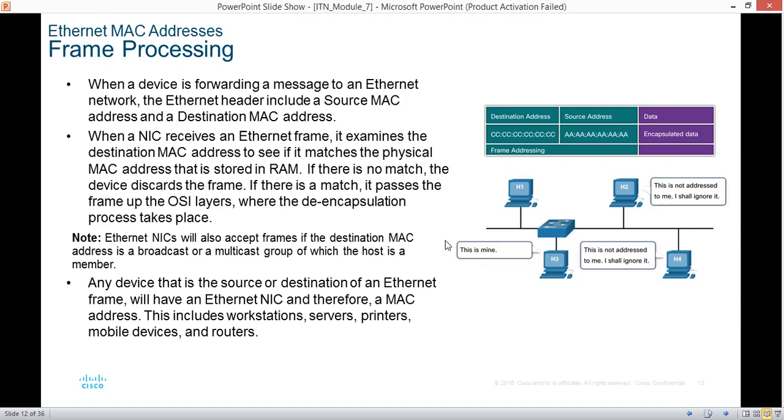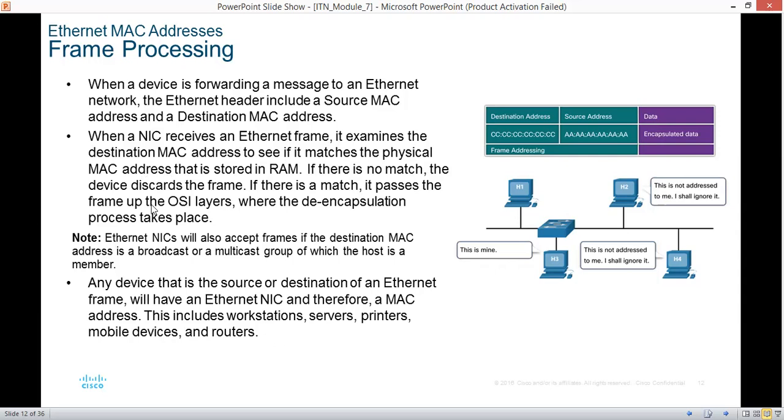So if you have, from the source system, maybe H1 is trying to send to another Ethernet device on H4, what we're saying is that the frame must carry the destination MAC address of the system that is going to receive that particular message. So at every point in time, it must match the source MAC address and the destination MAC address before any information is sent. When a NIC receives an Ethernet frame, it examines the destination MAC address to see if it matches the physical MAC address.